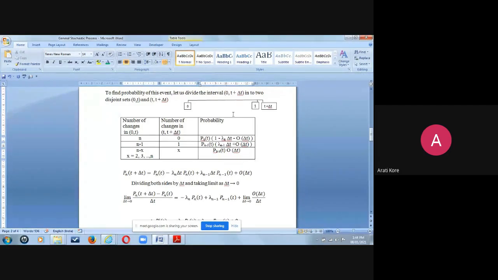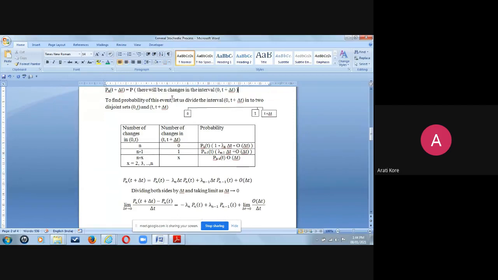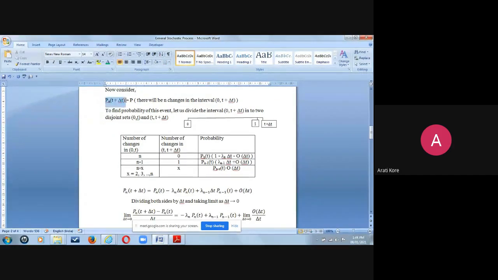Okay. So now what I want to find basically is P_n(t plus delta t). What is the probability that there will be n changes from 0 to t plus delta t? Now, what will happen? This will happen, or this case will happen. मतलब यहाँ पे n minus 1 cases हुए और यहाँ पे 1 होगा, या फिर यहाँ पे थर्ड केसेस, यहाँ पे n minus x cases हुए हैं और यहाँ पे x changes होंगे. So either this will happen or this will happen or this will happen. So this or this or this means we will add these probabilities.